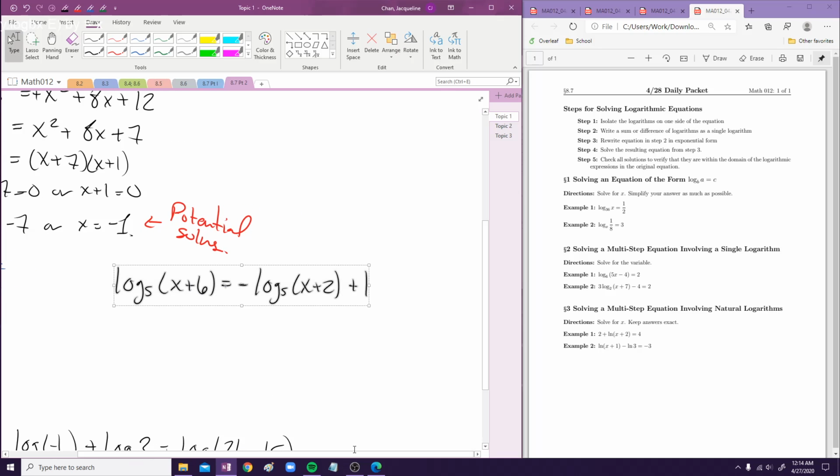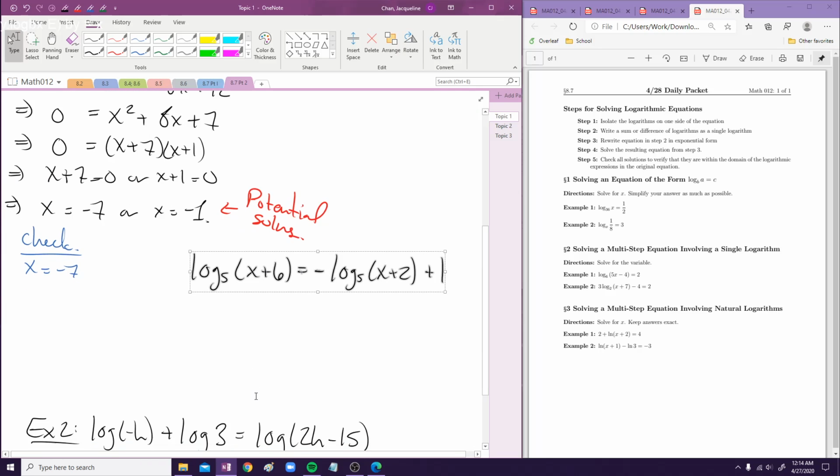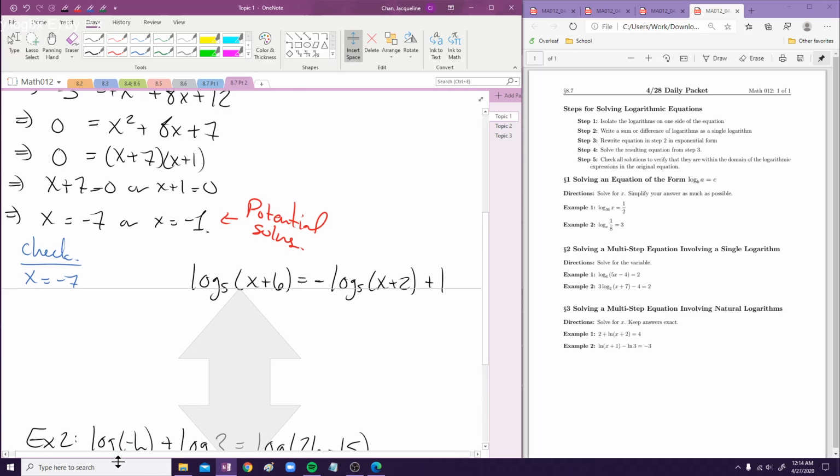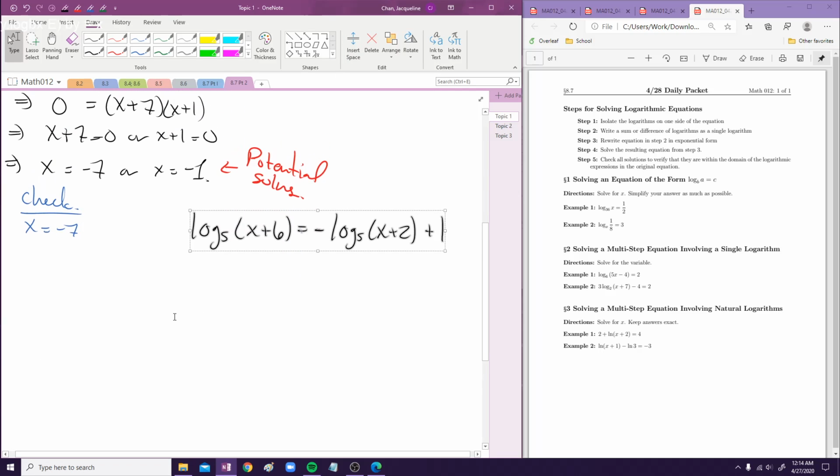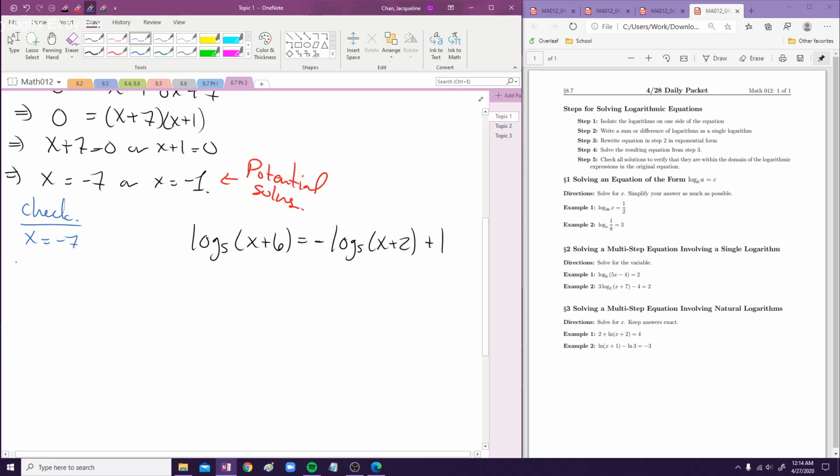Looking at the original equation, when I plug it in, I get log base 5 of -7 plus 6, is this equal to negative log base 5 of -7 plus 2, plus 1? When I solve within the parentheses, I get log base 5 of -1 is equal to negative log base 5 of -5, plus 1.